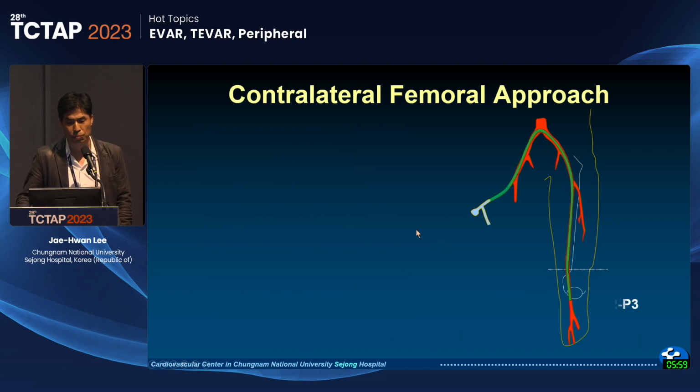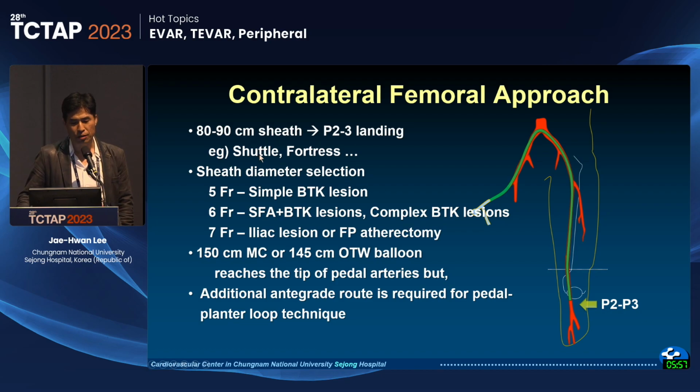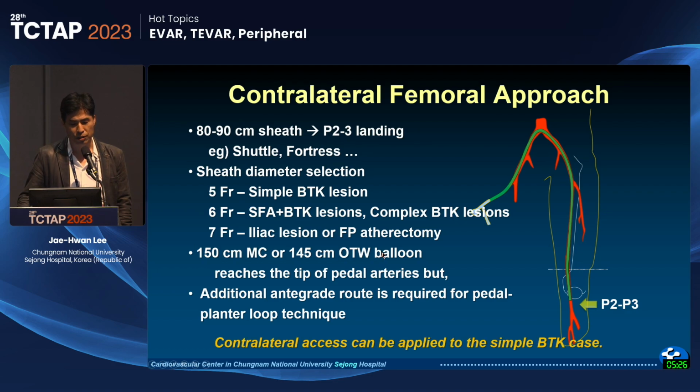Contralateral femoral approach can be performed for the simple BTK lesion with an 80 or 90 centimeter long sheath. 5 French for simple BTK lesion. If you use 6 French, you can treat SFA together, or a complex BTK lesion needs 6 French. For 7 French, you can treat iliac lesion together, or femoropopliteal atherectomy. If you use a contralateral femoral approach, this over-the-wire balloon system can reach the tip of the pedal arteries, but an additional antegrade route is required for the pedal-plantar loop access. So contralateral access can be applied to the simple BTK case.